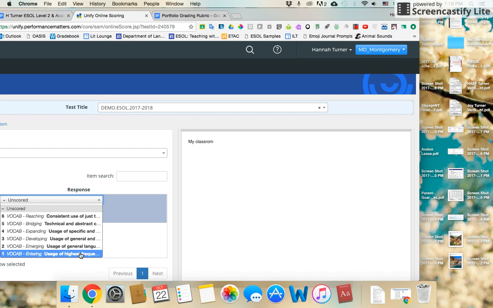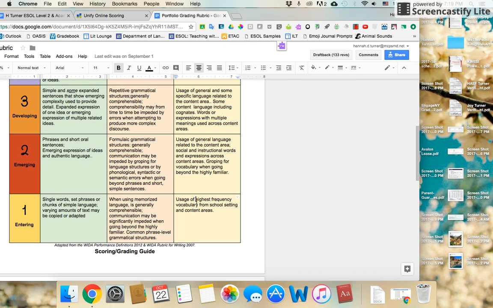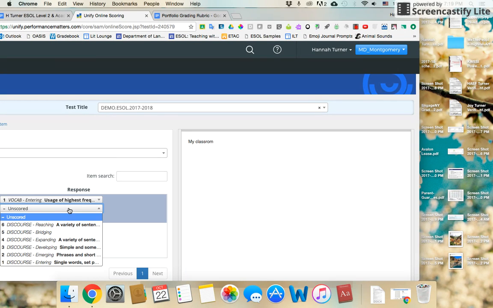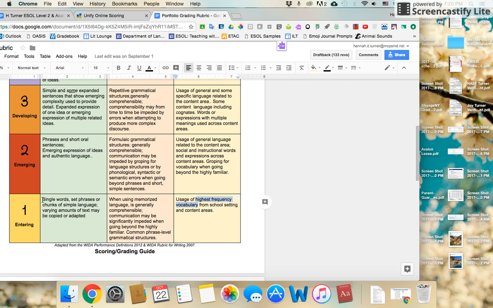If you chose level 1, you are correct. According to the rubric, highest frequency vocabulary, or words that we use every single day, is level 1. If you only have words that we use every single day, then this is ESOL level 1. Let's look at discourse. What level would you say the discourse is? If you said level 1, then you are correct. Single words are level 1 responses.